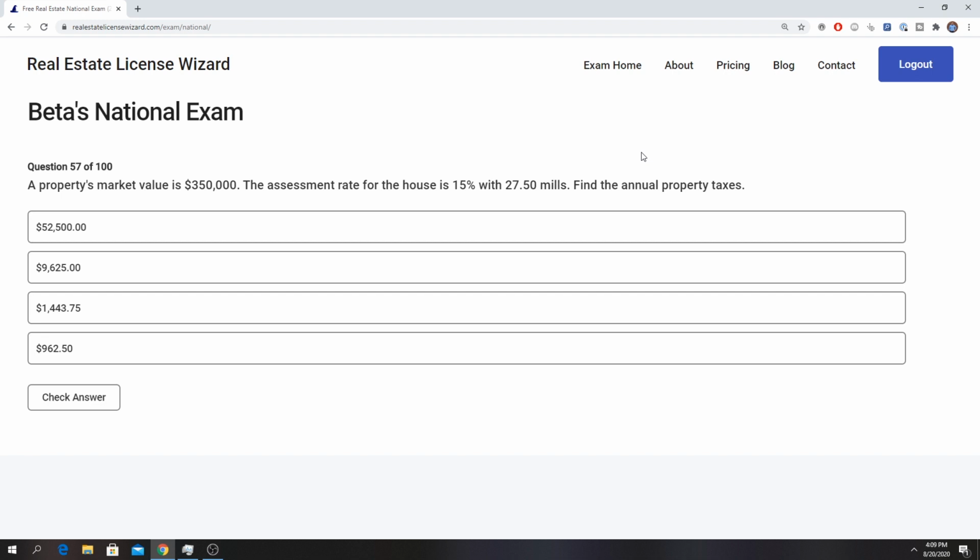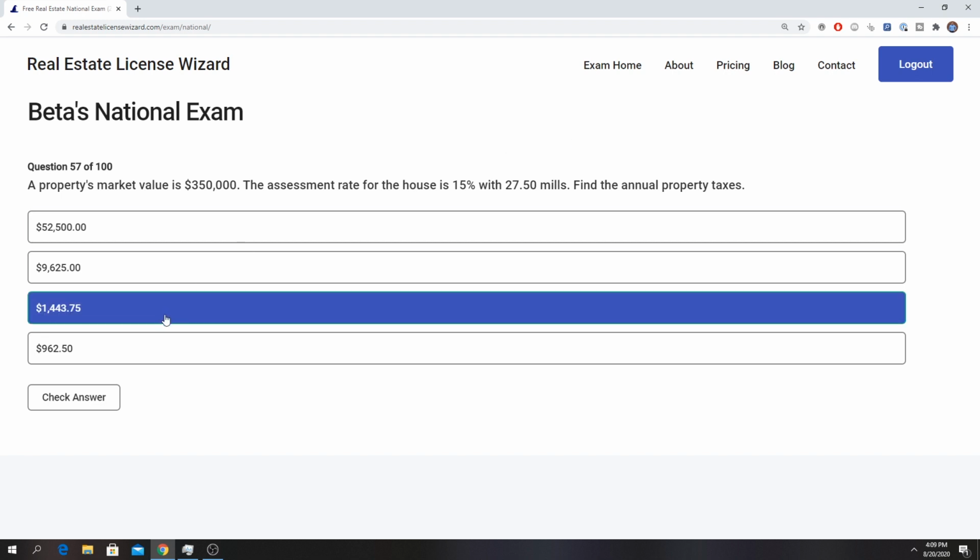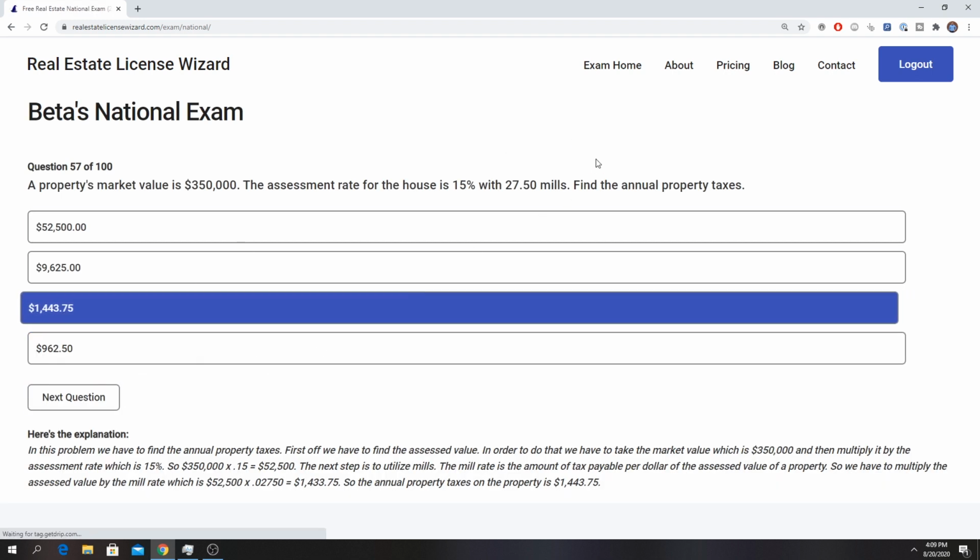So, the correct answer for this one is the third option. It's $1,443.75. In this problem, we're looking for annual property taxes. So, first off, we have to find the assessed value. In order to do that, we take the market value, which is 350,000, and multiply it by the assessment rate, which in this problem is 15%. So it would be 350,000 times 0.15, which equals 52,500.